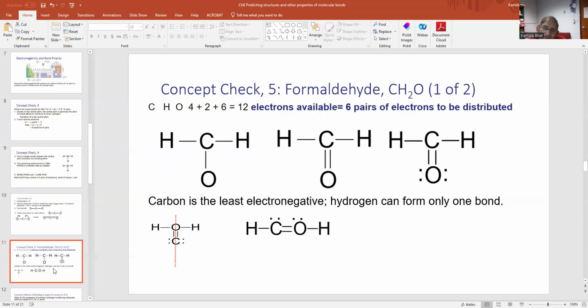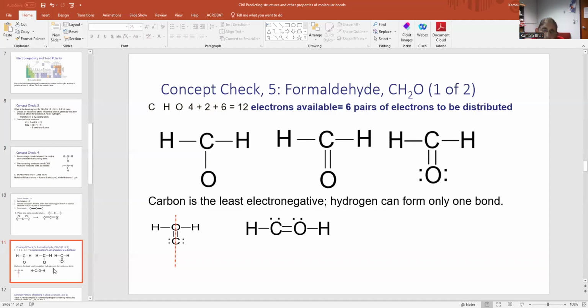Now we look at formaldehyde. Now here I'm going to just discuss how. First, carbon brings in 4, hydrogen brings in 2, because there are 2 hydrogen atoms, 2 times 1 is 2, plus oxygen 6, gives you 4 plus 2 plus 6, which is 12 electrons, making it 6 pairs of electrons to be distributed.